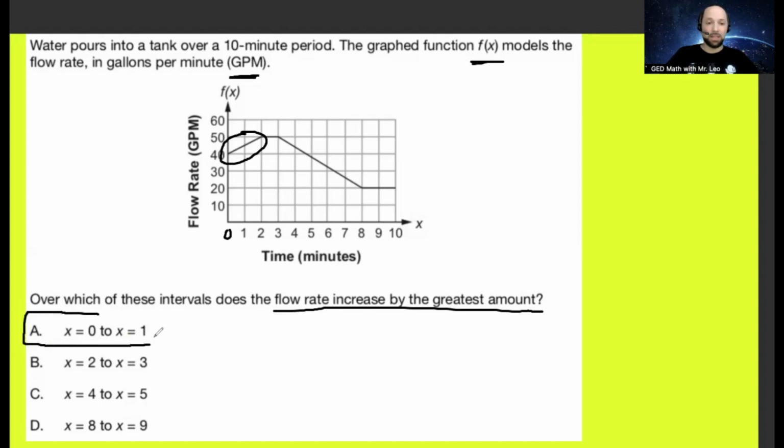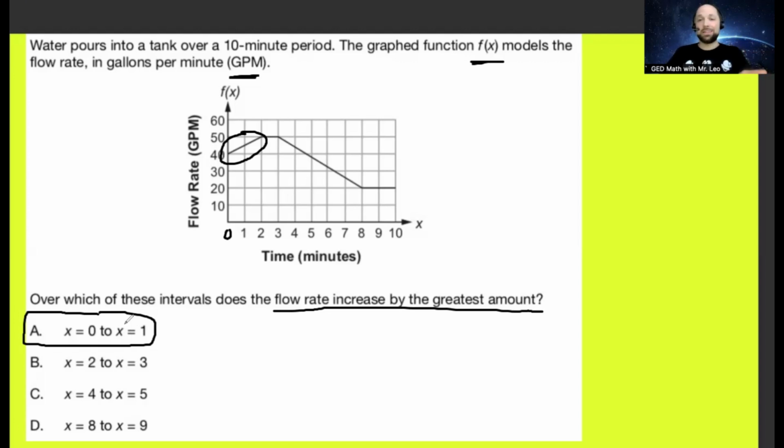This is the correct answer. From minute 0 to minute 1, it increases by the greatest amount. You could have also said 1 to 2. If they had 1 to 2 here as an option also, I would have a problem with that. It's both of those things. It's this entire section from 0 to 2. But given these choices, A is the only one that fits from 0 to 1. That's the answer. It's a great test question.